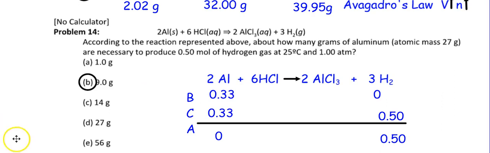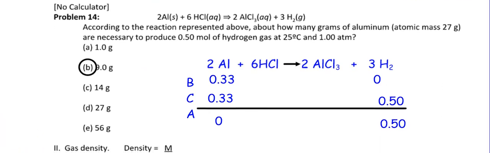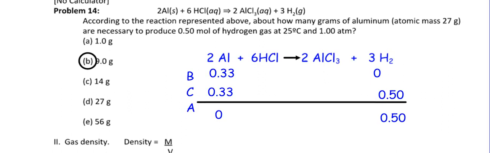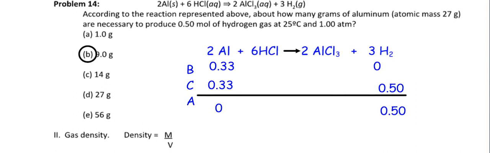The next section is density. The next section is all about density. And what is density? Mass over volume. So what we want to do is manipulate the PV=nRT, so that we can get a density. It says manipulate the ideal gas law to derive the density. So let me scroll up here, give me a second.